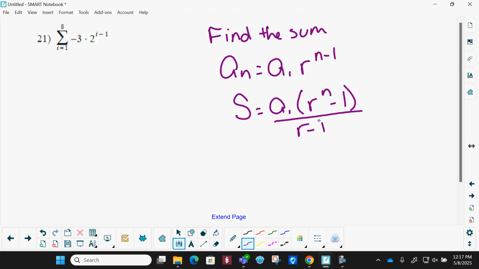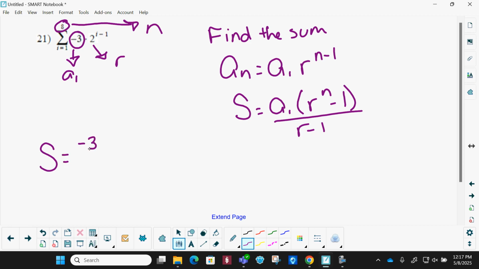Okay, so remember, -3 is my a1. 2 is my r. And because we start down here at 1, here is my n. So now we're just going to plug it in: -3 times 2 to the 8 minus 1 over 2 minus 1. I'm going to be honest, when I put this in, I keep the top the same and I just divide by 7. So -3 times 2 to the 8 minus 1, divided by 7.